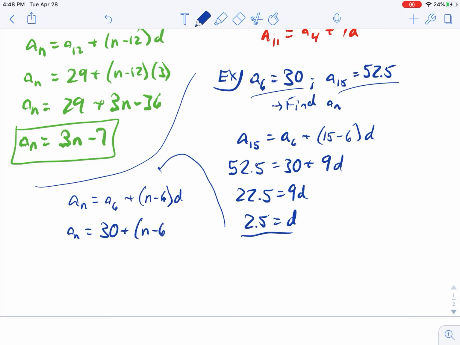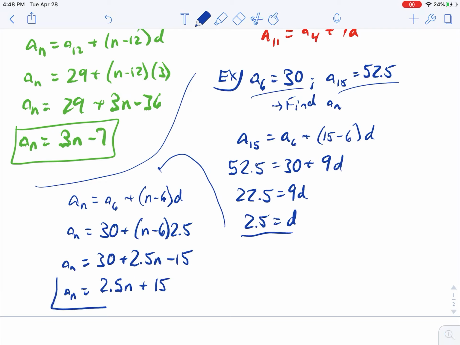So now I want the nth term. I can use either one of these. I'm just going to use the sixth one. So how do I get from the 6th to the nth term? I need to add on n minus 6 d's. So 30 plus n minus 6 times 2.5 is my answer.